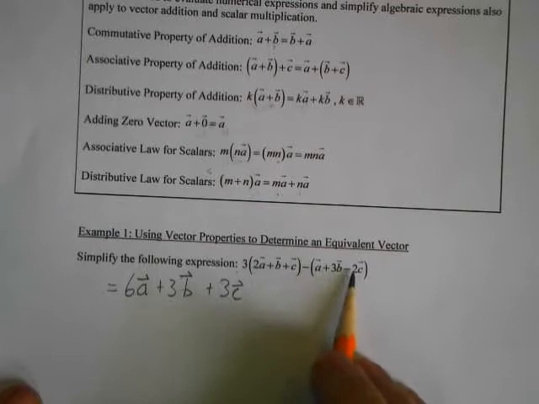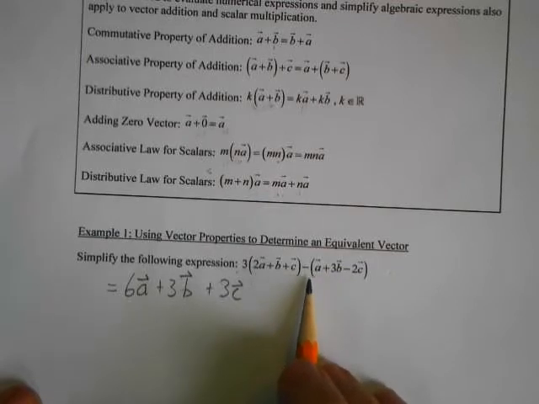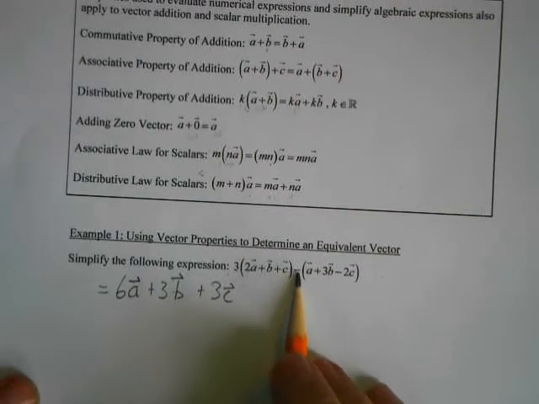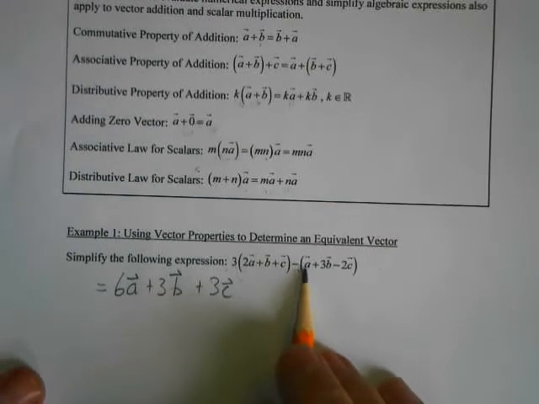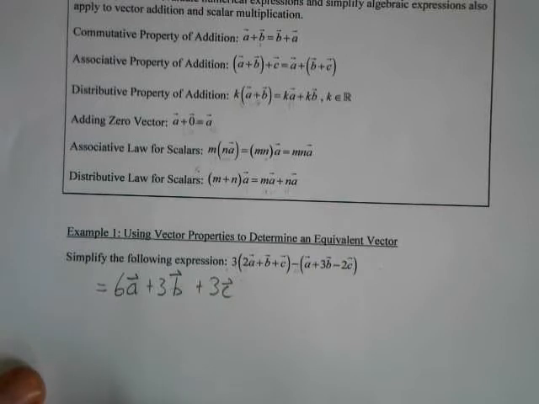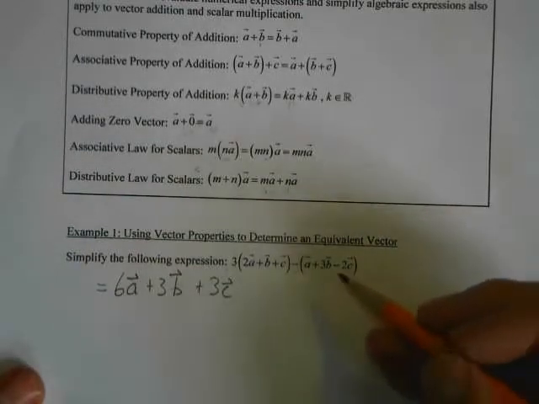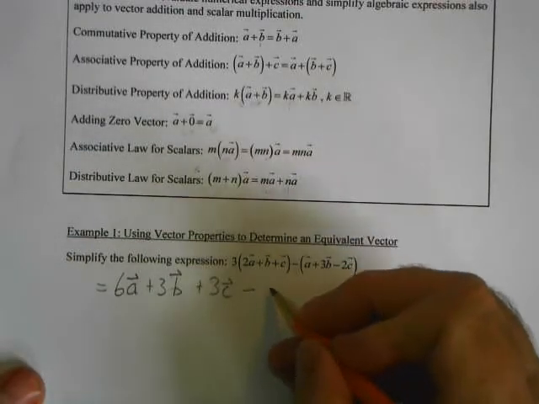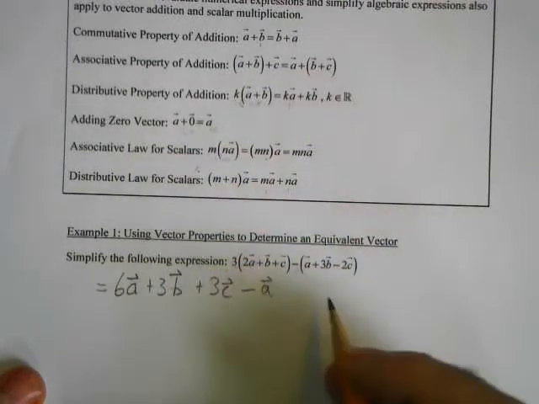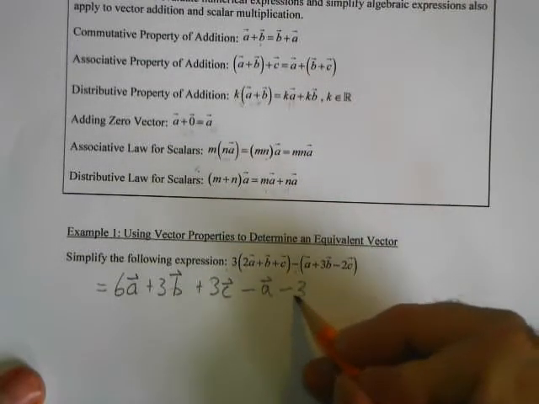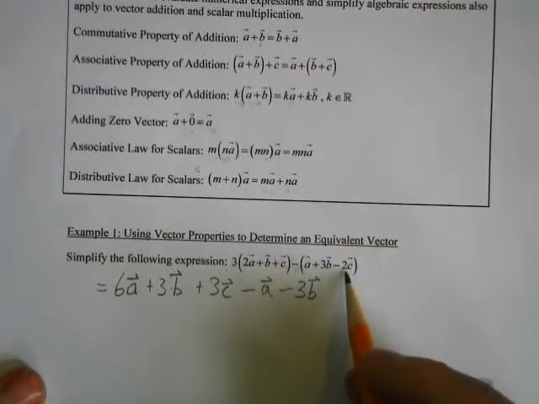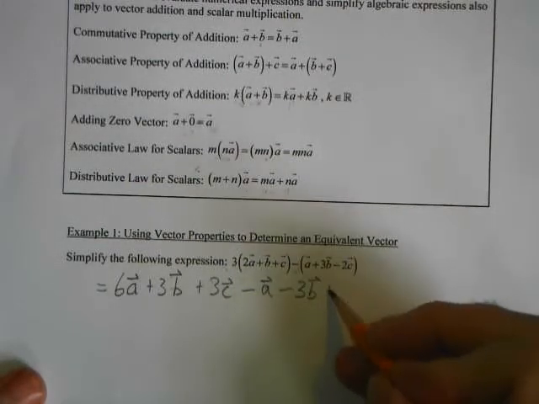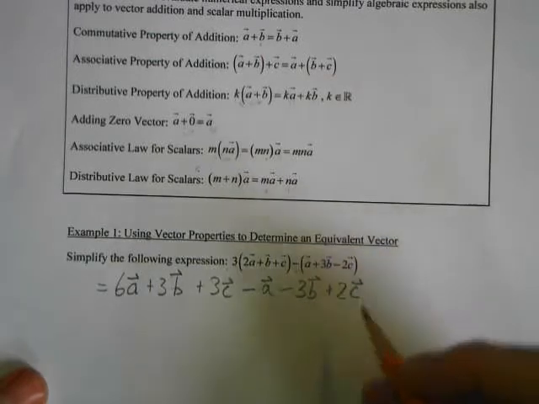Now, for this subtraction, what I would recommend is treating the subtraction like a scalar of -1. So we're basically multiplying each of these by a scalar of -1. So that would be minus vector a, and then minus 3 times vector b, and then -1 times -2c would be plus 2 times vector c.